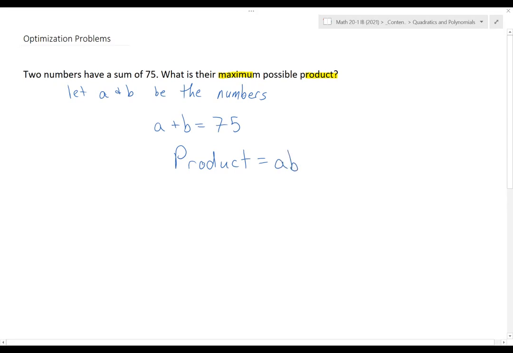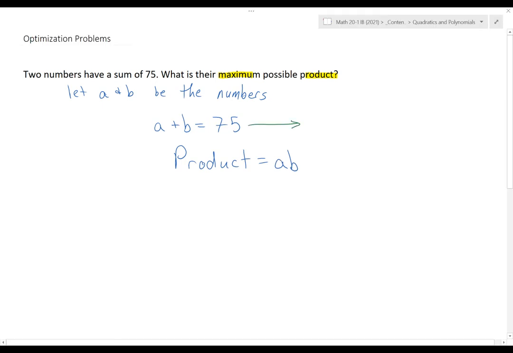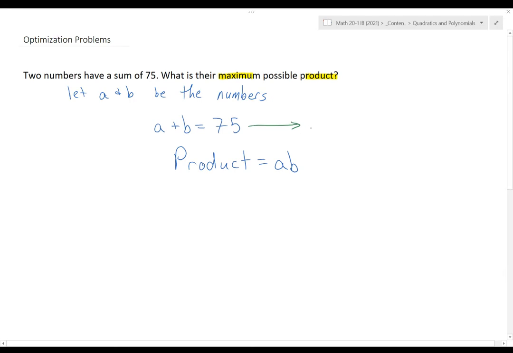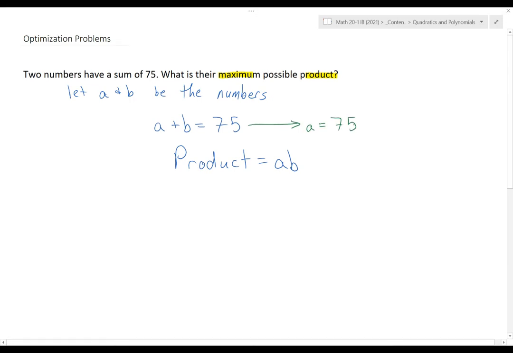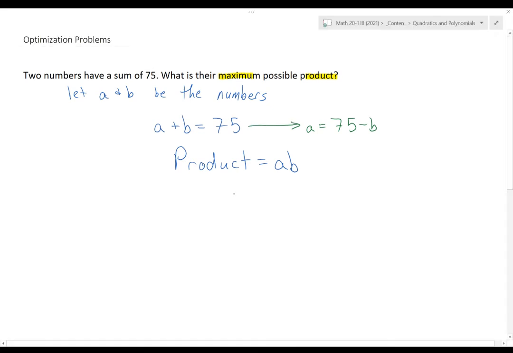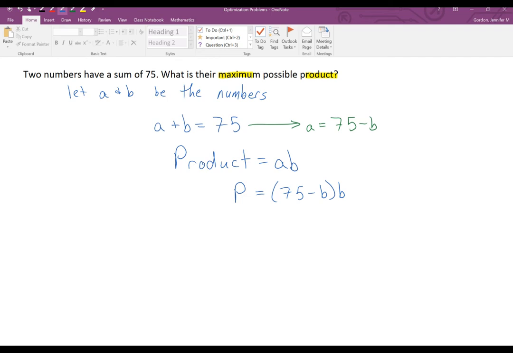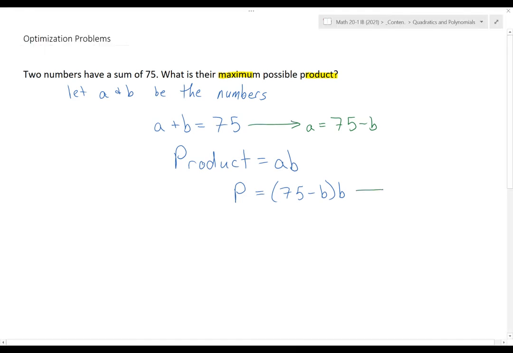Now, this is basically a function that has three variables. Product is a function of A and B. So I'm going to use the first equation to substitute so that I have a function with just one variable: the product equals some function of B. Let's isolate A, so A equals 75 minus B, which I can substitute in here. So the product is 75 minus B times B. This is quadratic. I could distribute it if I wanted to, but that's not going to be helpful for what I'm trying to do, though in some situations it would be.